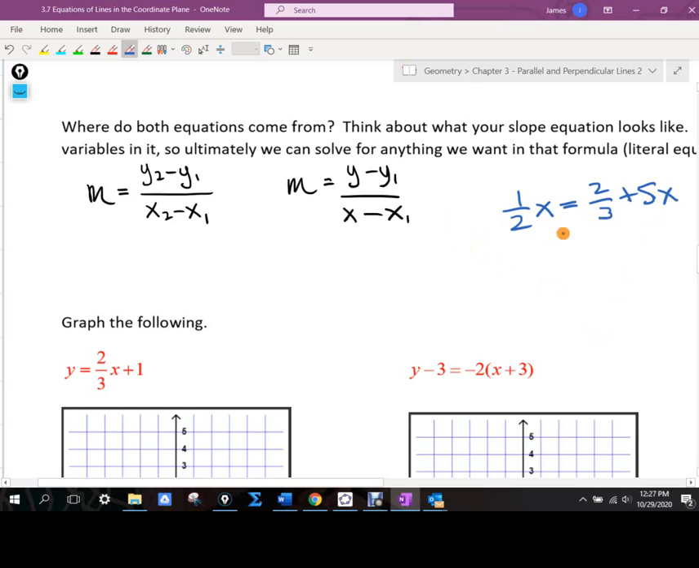One way of approaching this, could I multiply everything by 6 right away and make everything whole numbers? So multiply by the LCD, the least common denominator, right? I want to multiply this thing by the LCD. What's the least common denominator that we see here?